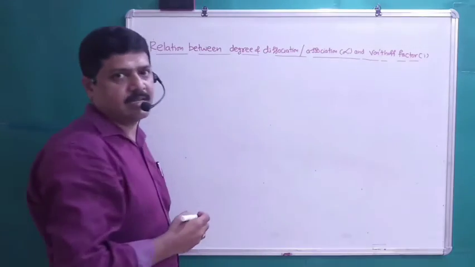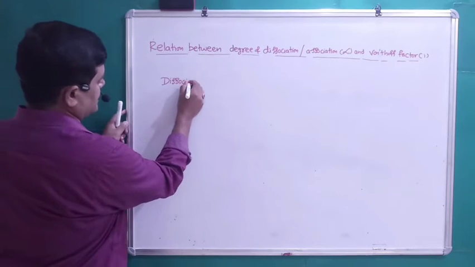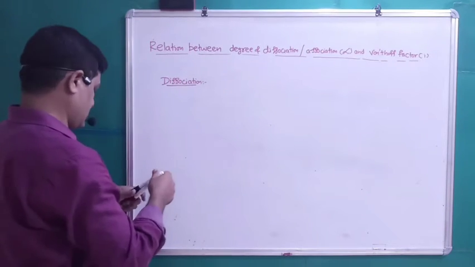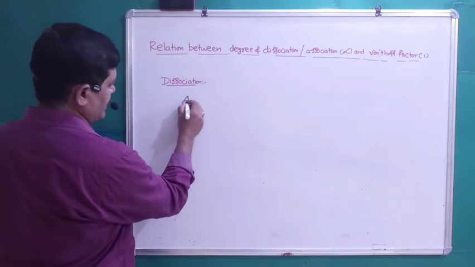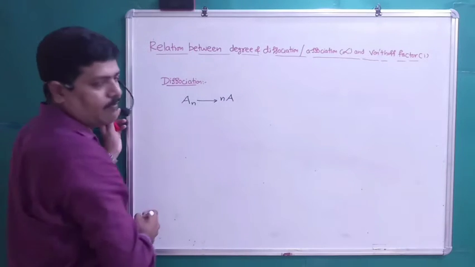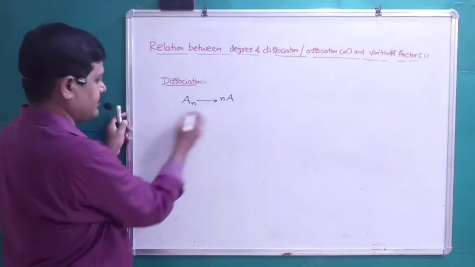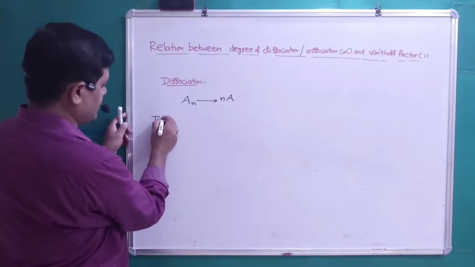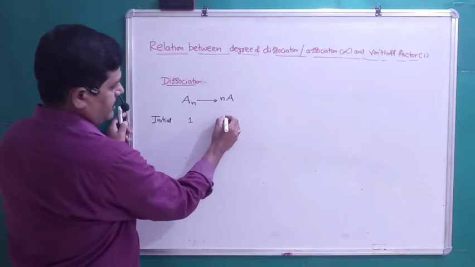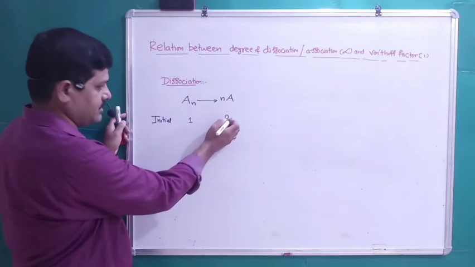Students, first let us consider the case of dissociation. In the dissociation case, we can take the equation as A_n giving rise to nA, that means 1 mole of A_n undergoing dissociation to give n moles of A. Initial moles of A_n is 1, A is 0.